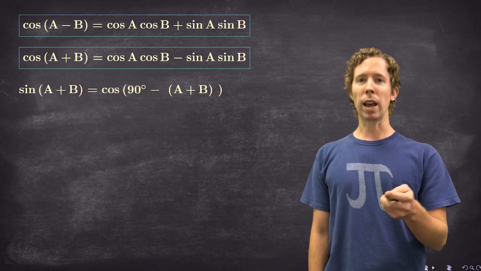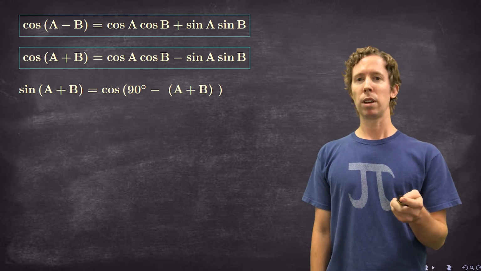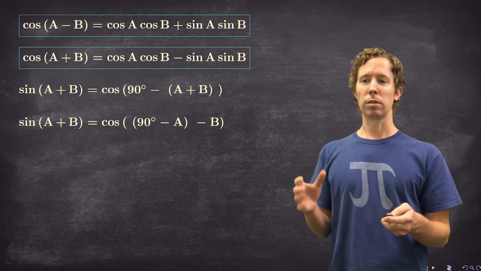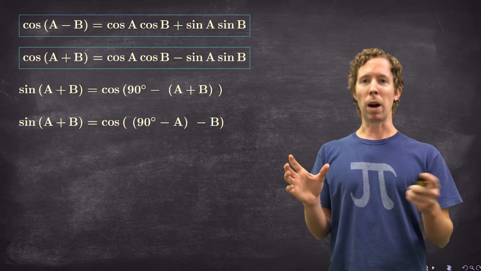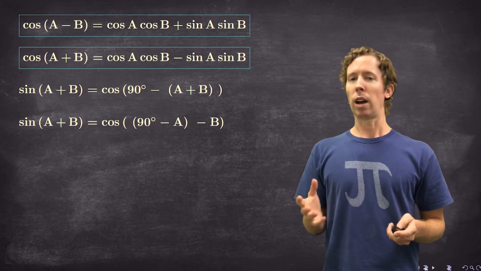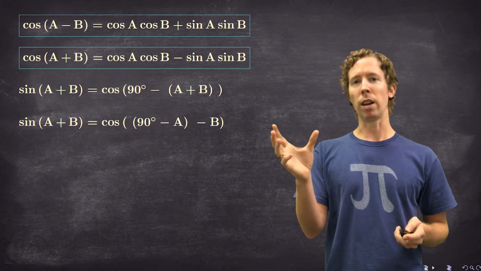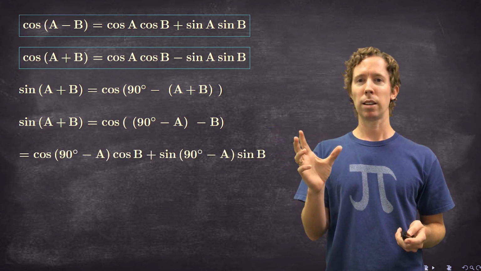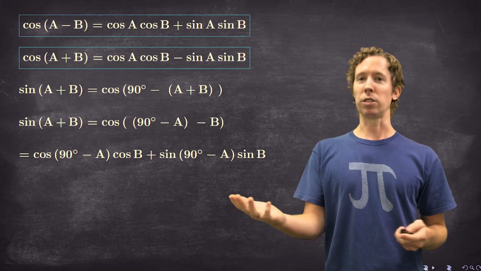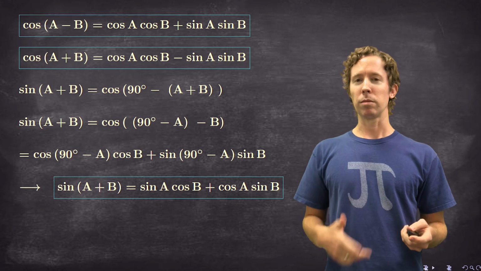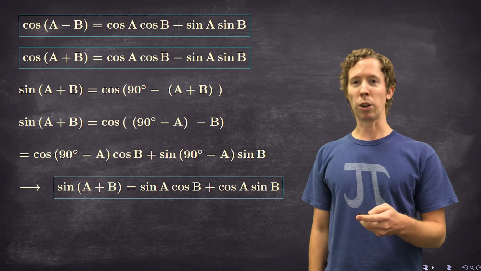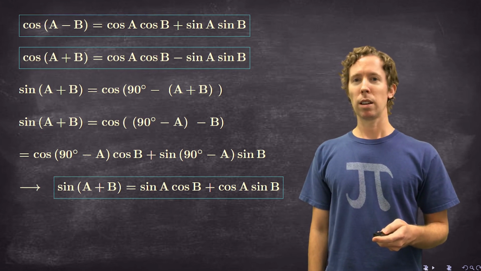This is 90 minus A minus B now if you distribute the negative. So I'm going to group the 90 minus A together. And now I've got cosine of one angle minus another angle. So in the top equation that we worked out first, I can just replace both A's with 90 minus A. And what's cosine of 90 minus A? That's just sine A. And then sine of 90 minus A is cosine A. So this is our equation for sine of A plus B.